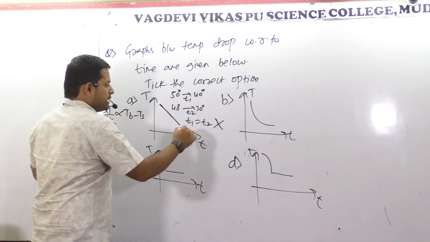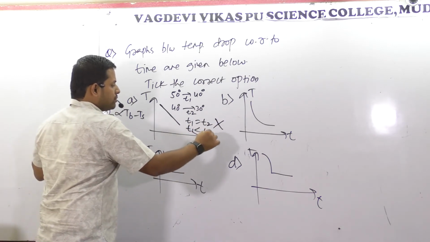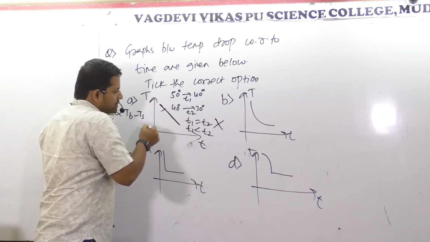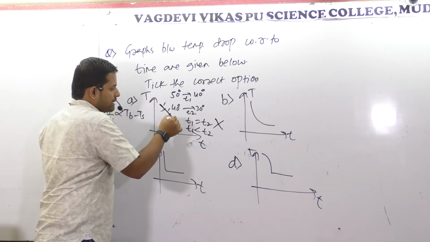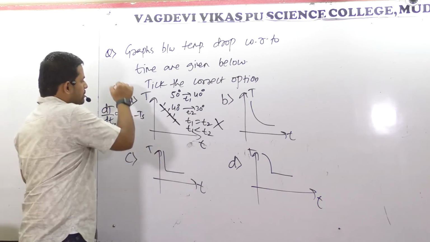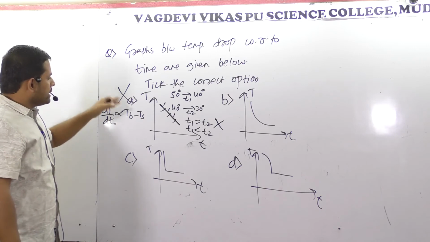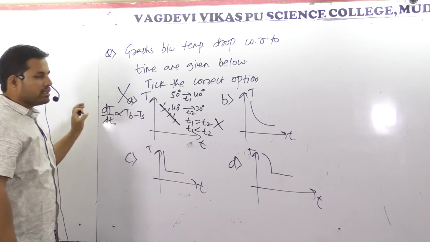Actually T1 should be less than T2. But according to this graph, it is the same everywhere. For example, 1 second here, here also 1 second, here also 1 second, like that they are saying. So that's why this option becomes wrong. Yes or no? Are you getting my point? This option becomes completely wrong.